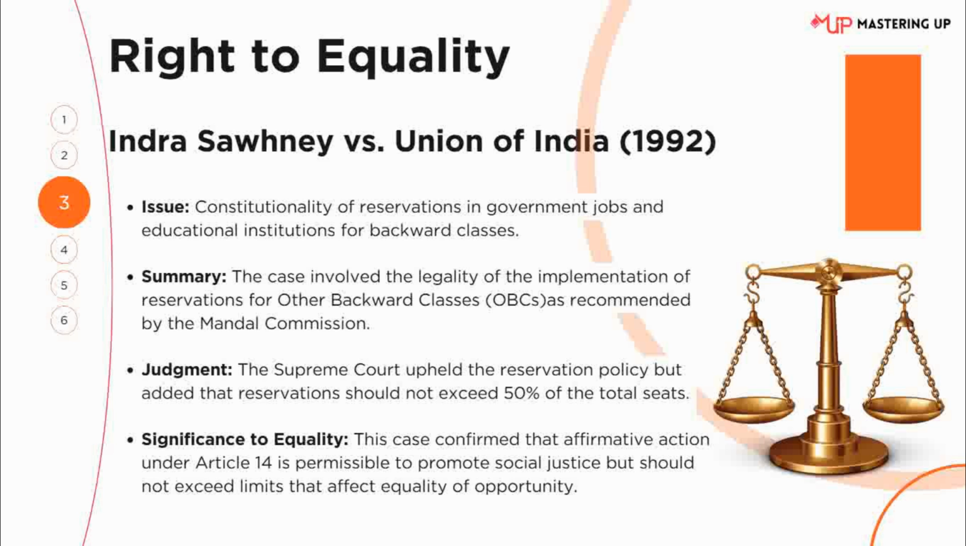They also introduced the creamy layer concept to exclude wealthier members of the OBCs, ensuring that only the economically backward benefit from these reservations. This case highlights that affirmative action is allowed under Article 14 as a means of achieving social justice for historically marginalized groups. However, this must be balanced with the need to ensure equal opportunities for others, and the system should not be misused.